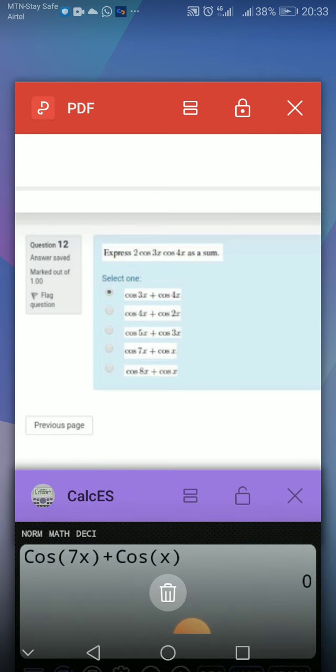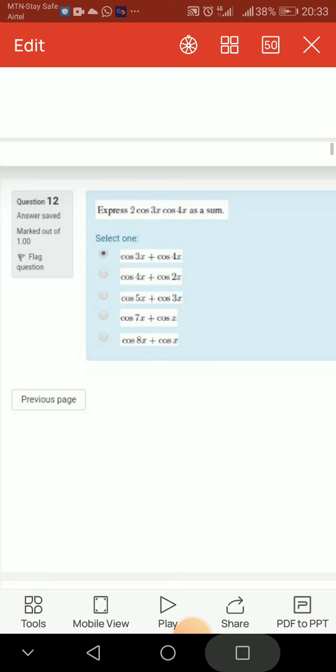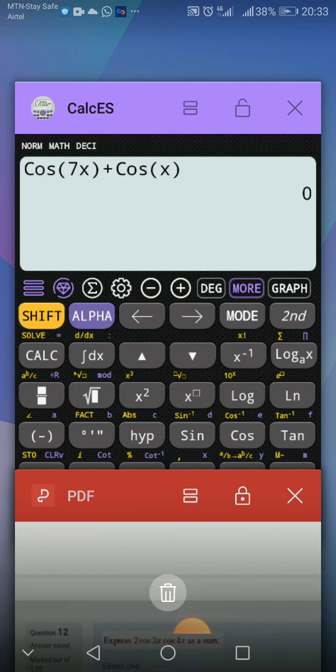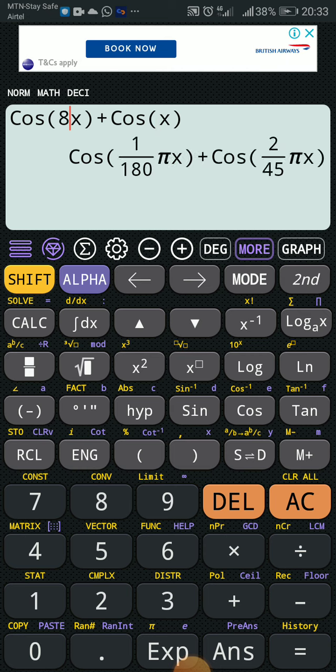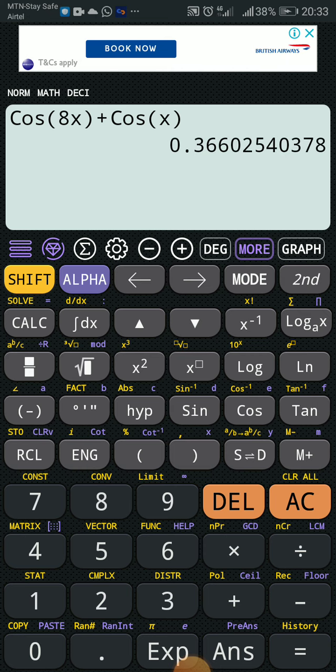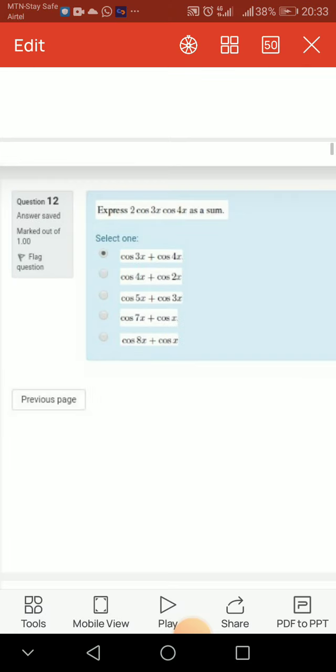Okay, then let's see, the last one is cos 8x plus cos x. So we'll move our cursor again. Just move your cursor, then change that to 8x, press equal to. 0.866. So now in this case, you see that the second one, which is cos 4x plus cos 2x, is giving us the same answer as the fourth one.